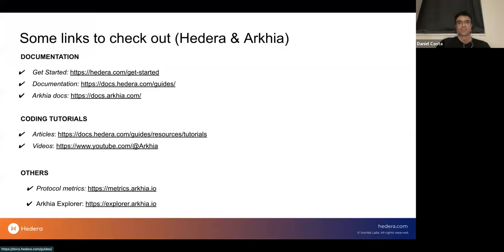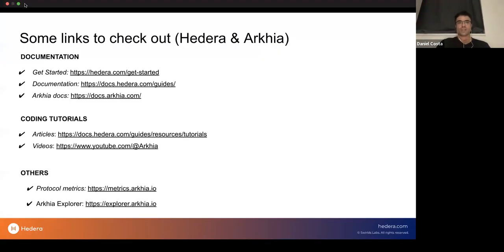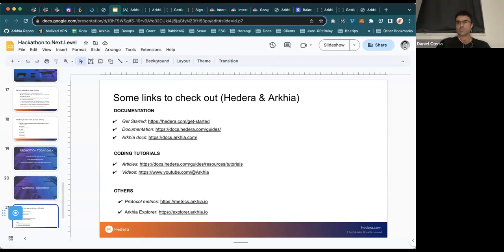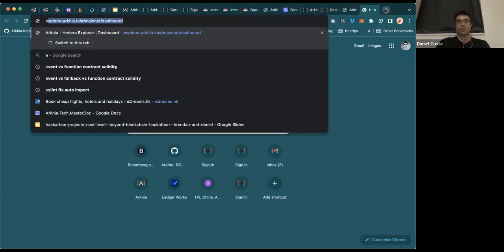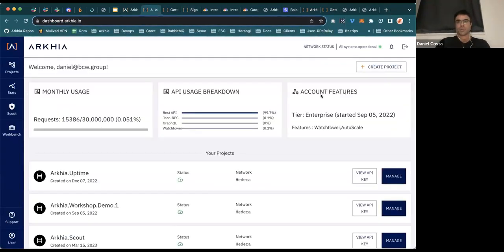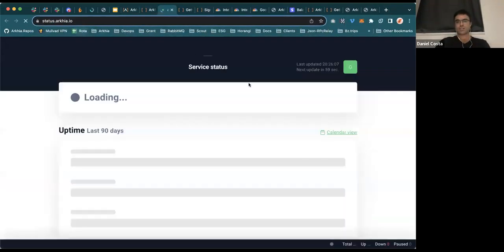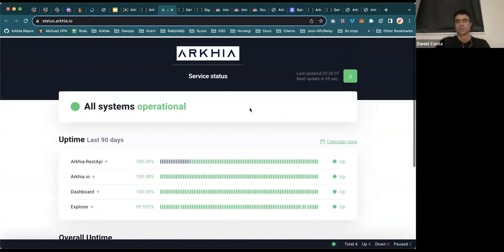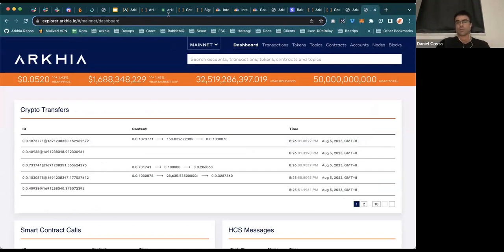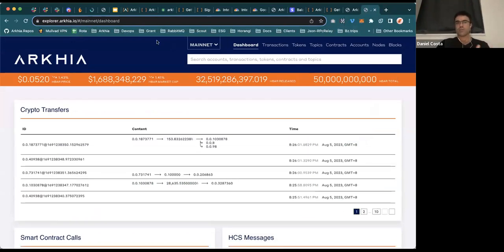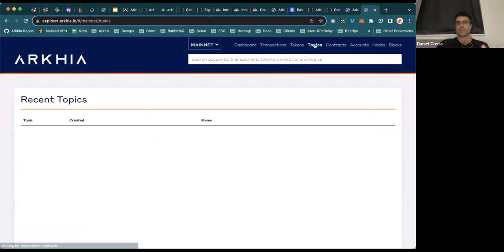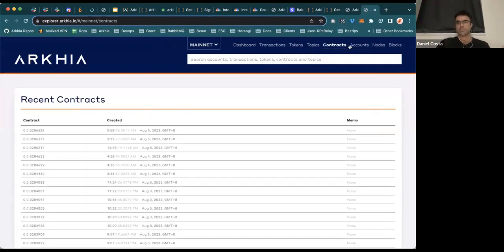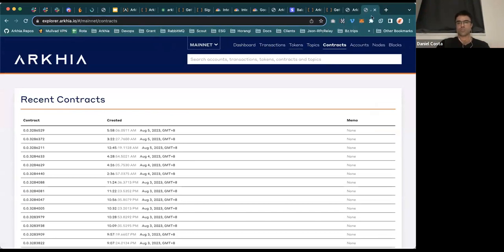I just wanted to share some links before we go into Q&A. These are other parts of our ecosystem. When you go to the dashboard, you have status.archaea, which is polling all our APIs and making sure everything is in good health, so you can always check it in here. We have our own GUI, kind of like HashScan for Hedera, but basically a GUI into our own Mirror Node. You can see everything in real time about any updates happening around transactions, tokens, topics, and so on.